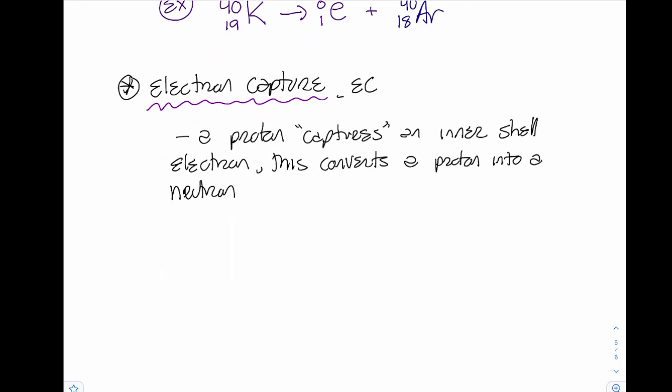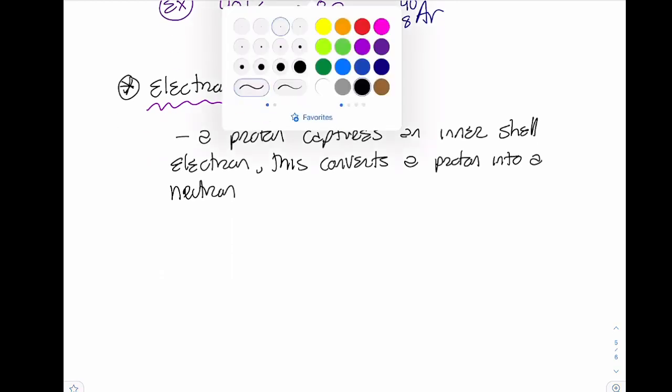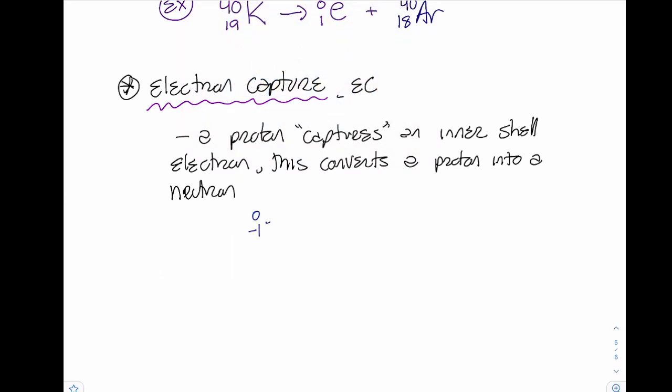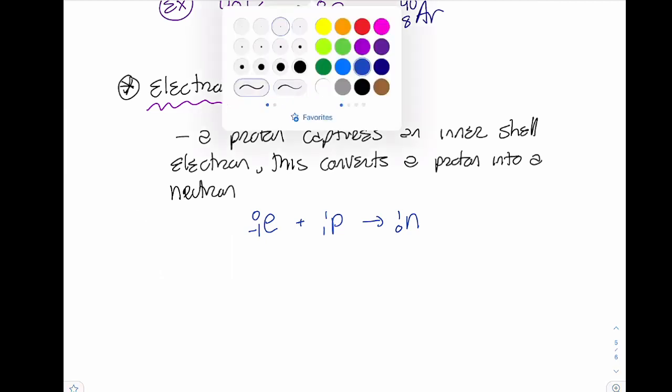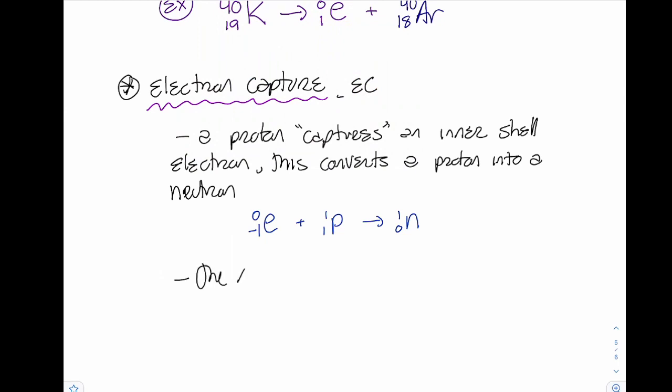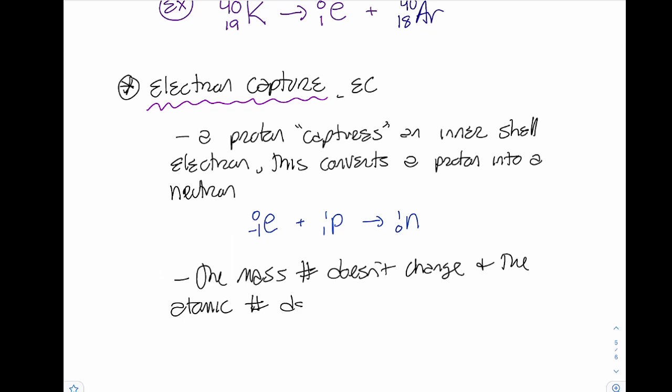So if we were to write my symbol for electron capture, it's going to be the same symbol that I used for a beta particle because it's an electron. It's just that it's going to be on the reactant side. We'll do a balanced example, but I have a proton combining with that electron and I'm producing a neutron. So we're gaining a neutron, my mass number is not going to change. We're losing a proton, my atomic number is going to go down by 1. So the mass number does not change. And the atomic number decreases by 1.